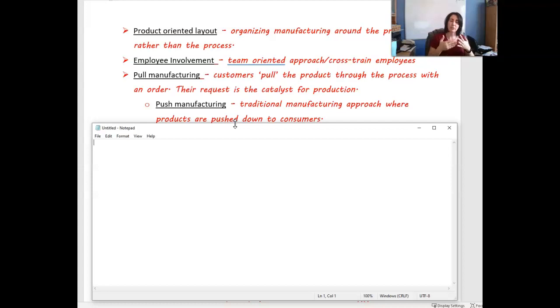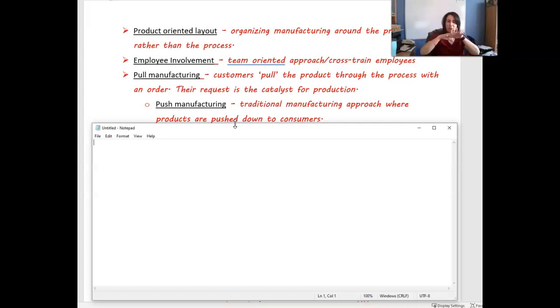That is different than traditional manufacturing, which is referred to as push manufacturing. The idea of push manufacturing is, figure the manufacturing process starts up here. It's as if they're pushing the products down to the customers. They're just making hundreds and hundreds a day, and they're putting them on the shelves saying, buy these, buy these, buy these.